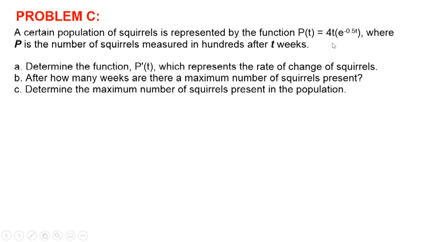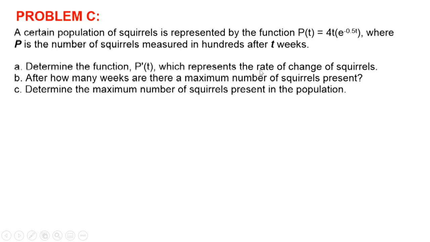All right, this equation is given. So this is not based on some pre-existing population growth function, right? That's just given to you as part of the question. But they're saying that the number of squirrels is represented by this: 4t e to the minus 0.5t, in hundreds of squirrels, by the way, after t weeks. Determine the function which represents the rate of change of squirrels.